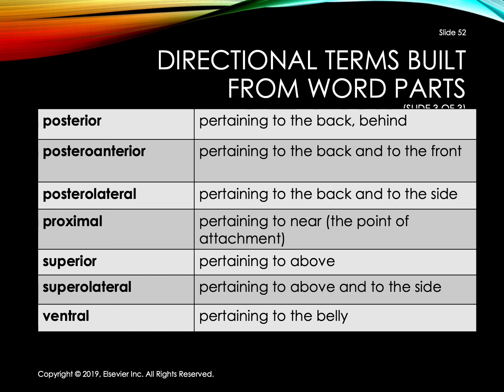Proximal, pertaining to near the point of attachment. Remember, I said the elbow is proximal to the wrist. Okay, the wrist is distal to the elbow. It's farther away from the point of attachment. Superior means pertaining to above, and then superolateral means pertaining to above and to the side. And then lastly, ventral means pertaining to the belly.